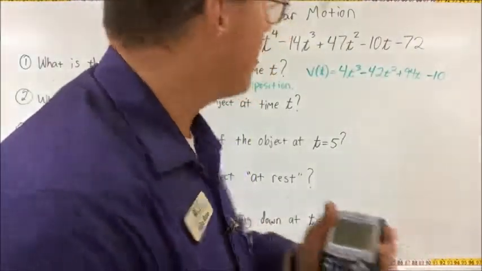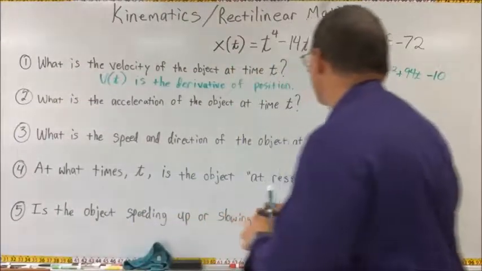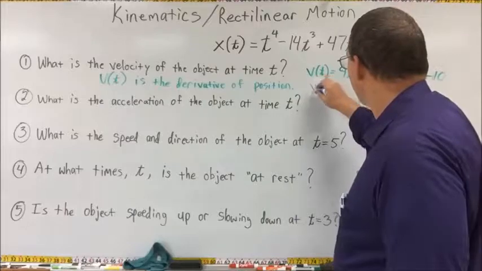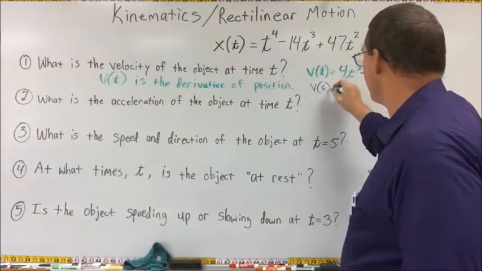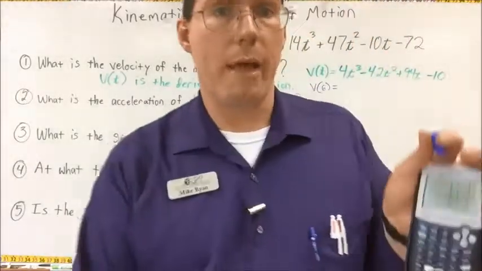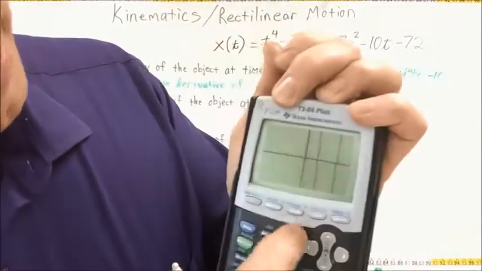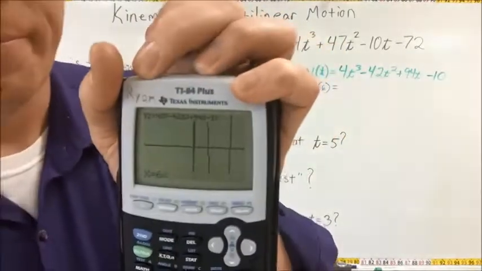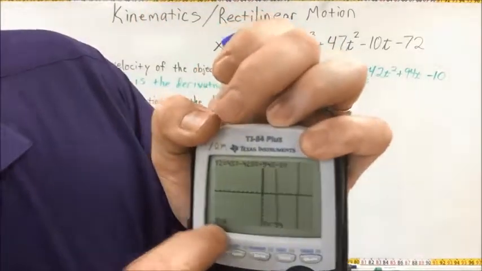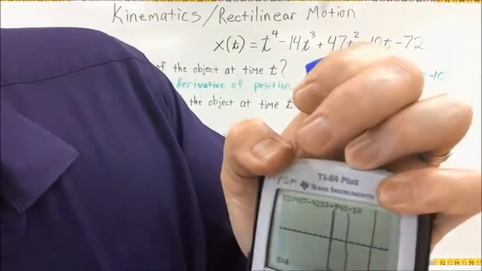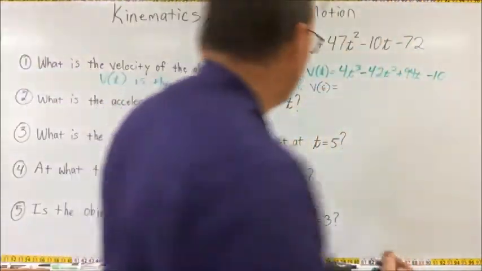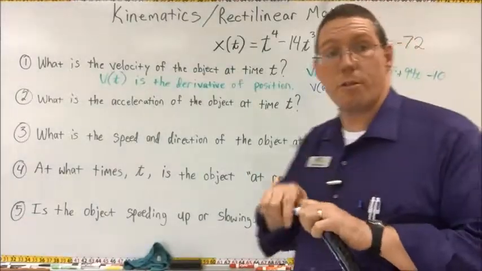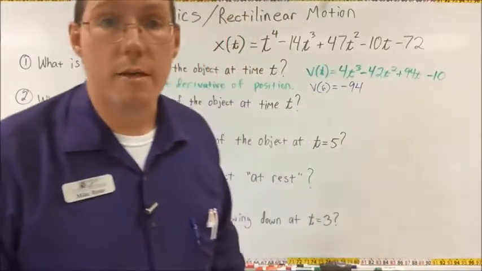And now, let's say we want to know what is the velocity of the object at time, how about v of 6? What is the velocity at time 6? Well, all we have to do now is press trace, and then key in 6, and press enter. And it tells us that when x is 6 or t is 6, velocity is negative 94. So we'll say v of 6 is negative 94. And it's that easy.